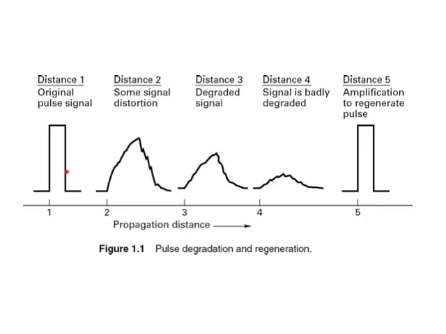This signal, at a small distance, was the original pulse signal, but after reaching some more distance it got distorted, and after some more distance it became degraded gradually. Finally, it became badly degraded. So, at distance 5, we will use an amplifier to regenerate the original pulse signal which was transmitted from distance 1. This is how we get back the original signal by means of amplification.